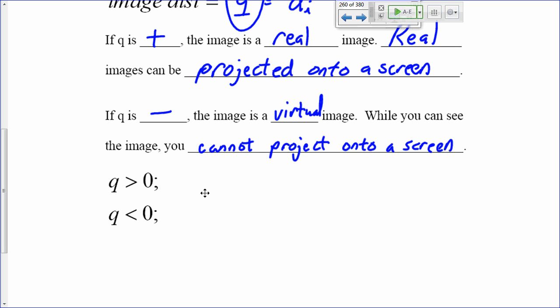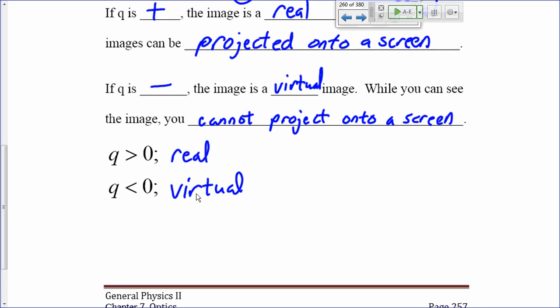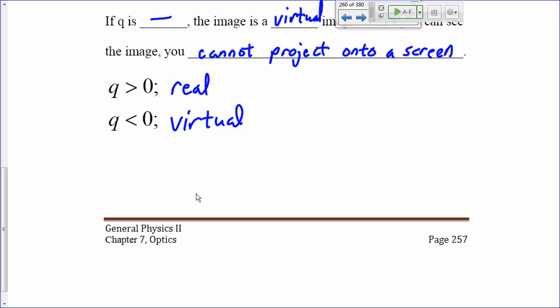All right, so if Q is greater than 0, that's a real image. If Q is less than 0, it's a virtual image. You'll need to keep that in mind. We'll also see different types of mirrors produce these different kinds of images, and you'll need to know the scenarios in which they create those images. So we'll go over that quite a bit. Flat mirrors are probably the easiest.